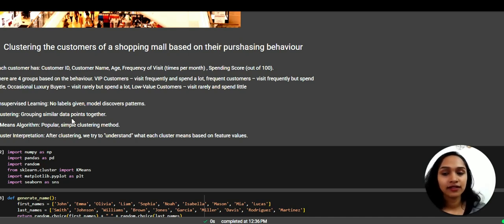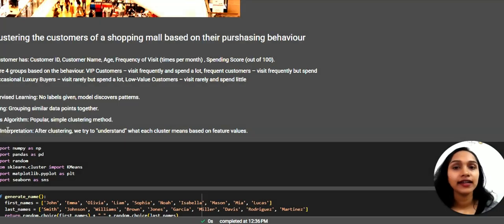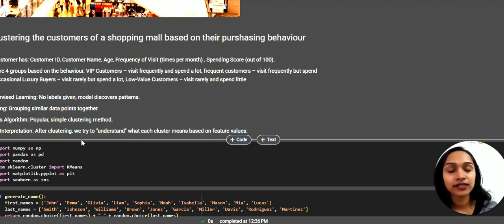And in this, we are using a very popular simple clustering method called the k-means clustering algorithm. I'm not going into the depths of how the k-means clustering algorithm is implemented in this lecture. In the upcoming lectures, we will discuss that in detail, and we will see how we can implement it. So in this lecture, let us focus on understanding how an unsupervised machine learning model works.